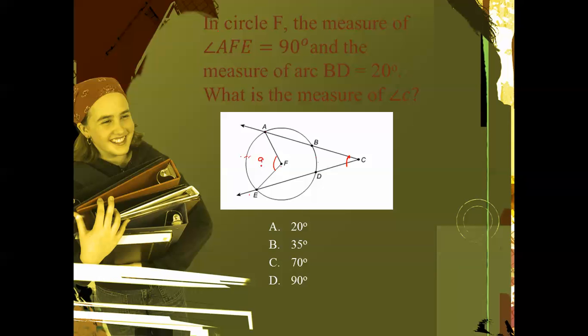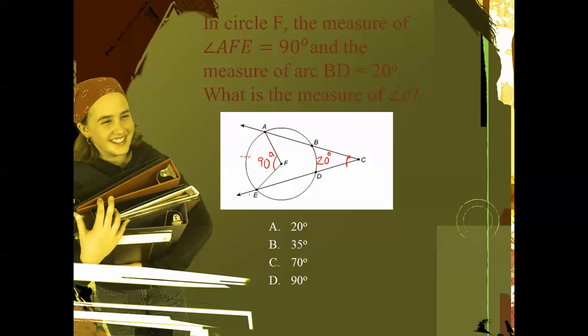Okay, so we know this is 90 degrees, and then this is 20 degrees. Okay, much better. So if they intersect outside of the circle, then we know that we can take the arcs, subtract the arcs, and divide by 2.